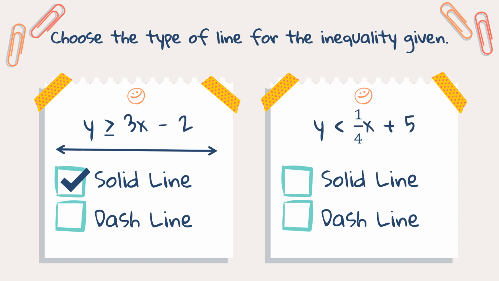How about this one? y < 1/4 x + 5. What type of line are we going to draw? Correct. We are going to draw a dashed line. And this is a dashed line.